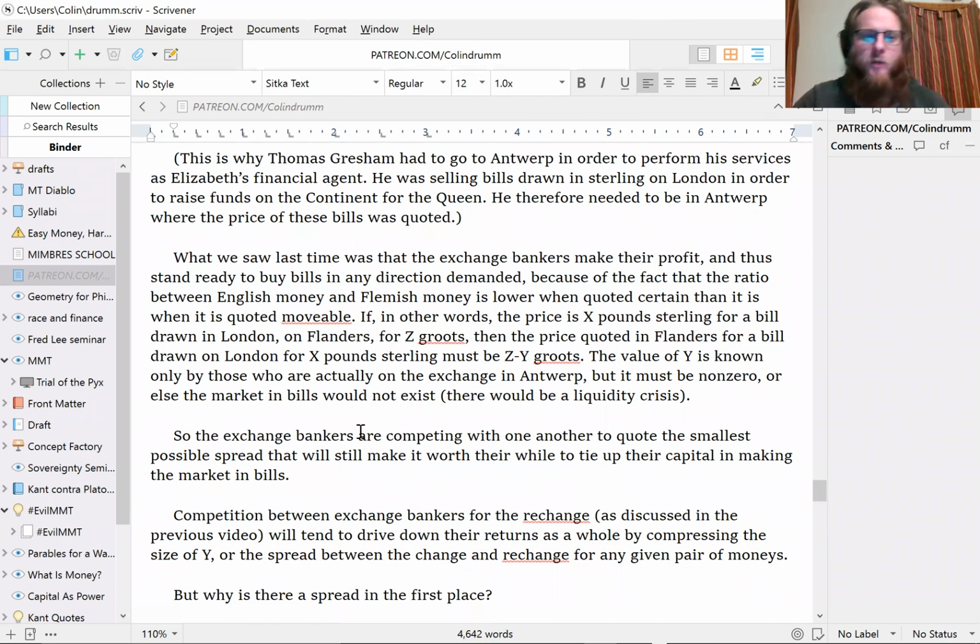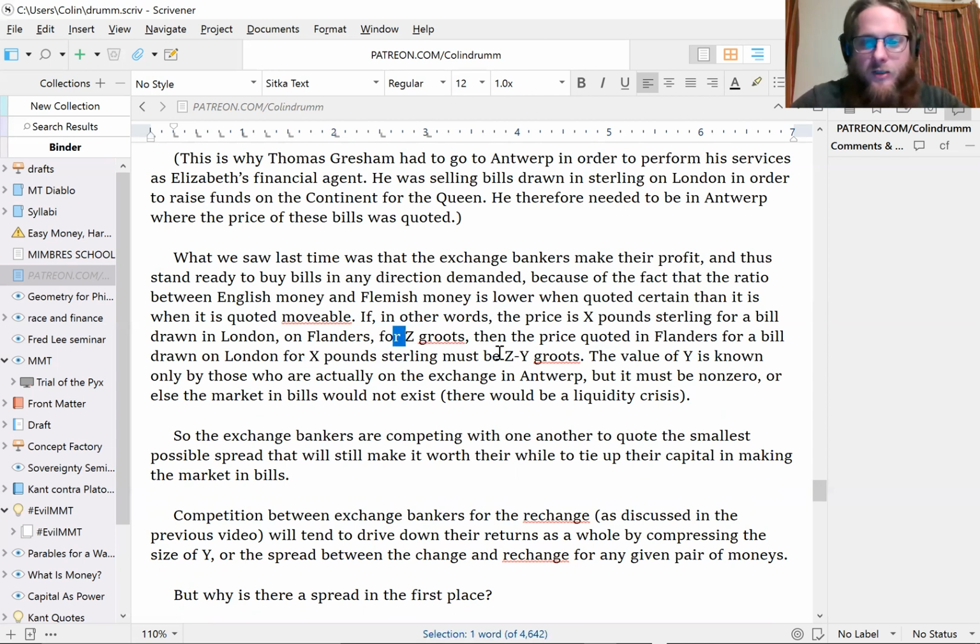So what we saw last time was that the exchange bankers make their profit and thus stand ready to buy bills in any direction demanded because of the fact that the ratio between English money and Flemish money is lower when quoted certain than it is when quoted movable. If, in other words, the price is X pounds sterling, for a bill drawn in London on Flanders for Z groats, then the price quoted in Flanders for a bill drawn on London for X pounds sterling must be Z minus Y groats.